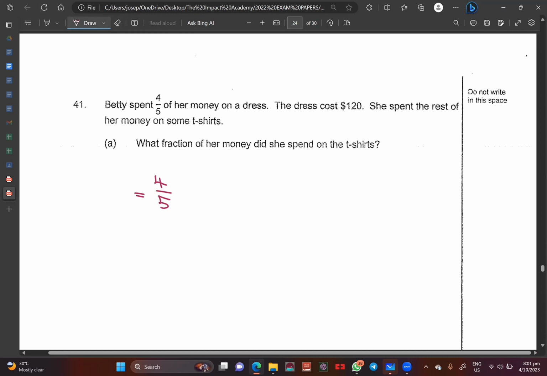So once this is done, you want to move on to the next part. The dress costs $120. Wow, they are giving us the value. So you know that actually 4 units is $120. Isn't that true? Make sense or don't make sense?